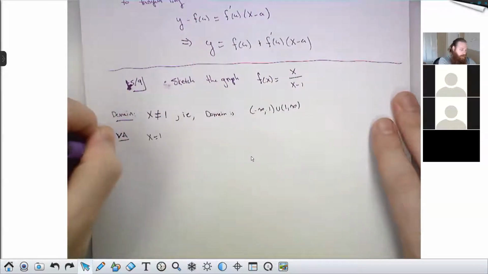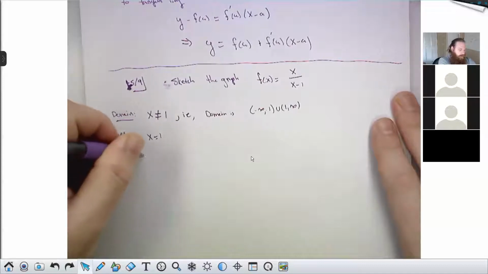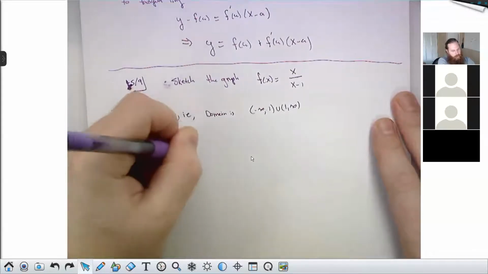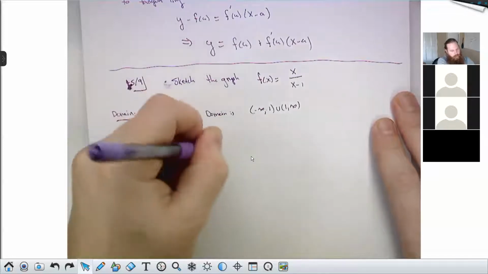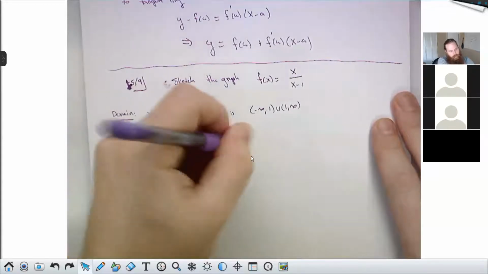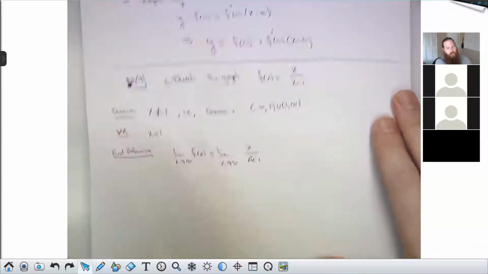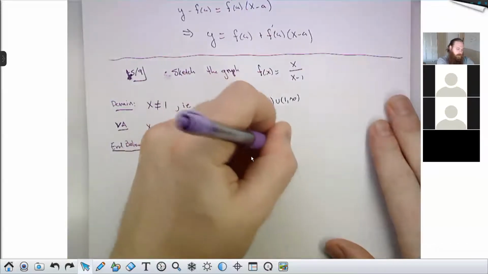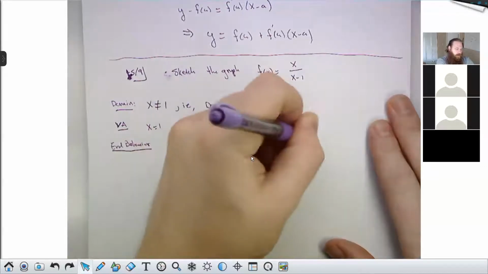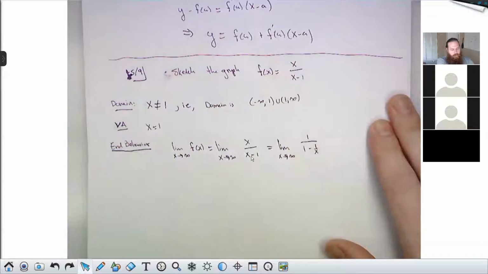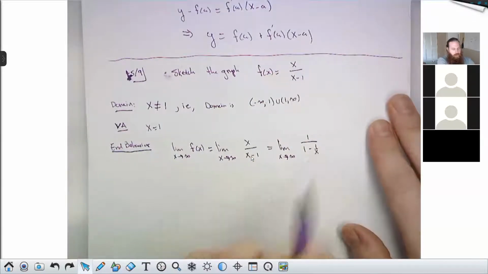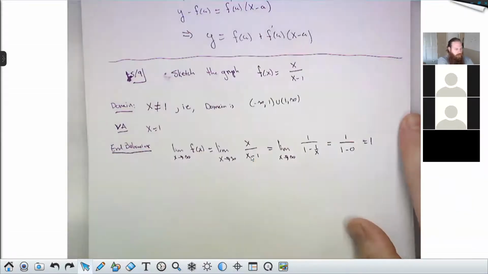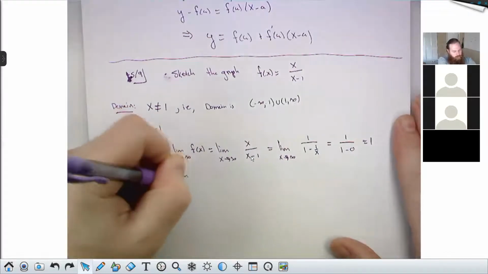The end behavior: we calculate limits as x goes to infinity and as x goes to negative infinity. In this case, the limit as x goes to infinity of x over x minus 1, if you renormalize dividing top and bottom by x, is the same as the limit as x goes to infinity of 1 over 1 minus 1 over x. The 1 over x piece goes to 0 as x goes to infinity. So this is 1 over 1 minus 0, which is 1. And the limit as x goes to negative infinity is the same.